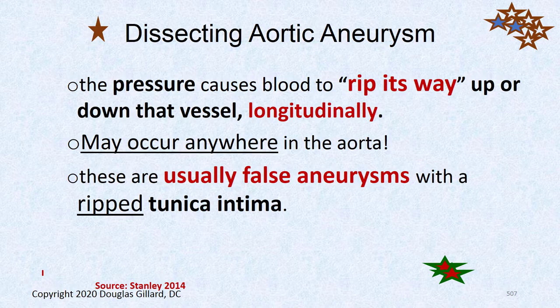Remember we said that a false aneurysm means that there's a tear in the tunica intima and into the tunica media, and blood can work its way into there. A true aneurysm means that there's no tear and there's just a weakness and the whole aneurysm kind of balloons outward.